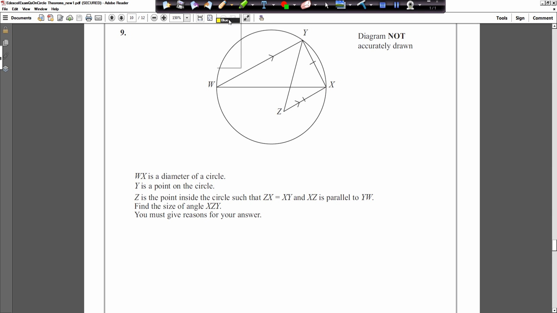So where's XZY? XZY is this angle over here. That is the angle that we're trying to work out. There's no right angle there. Yeah, that's right. Why is the right angle there? This is a right angle because angle in a semicircle is 90. That's the rule that we learned. Okay, so we can fill that in.